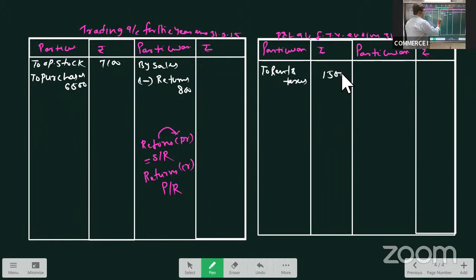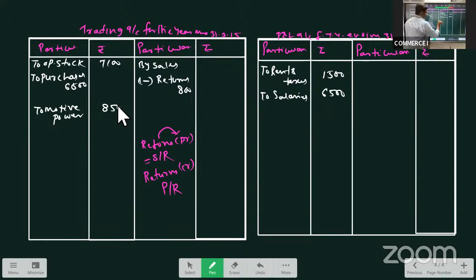Salaries. Again, salary is a P&L item. What is the salaries item given? 6,500. Next, machinery is an asset. Motive power. It is a trading item. I told you, no, power, coal, fuel, gas, all these we take in trading account. These are the expenses related to a factory. So all the expenses related to factory, I told you, will be taken in trading account.